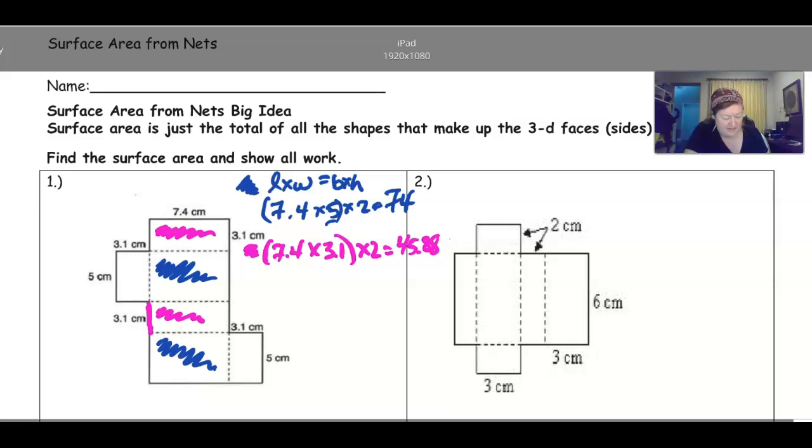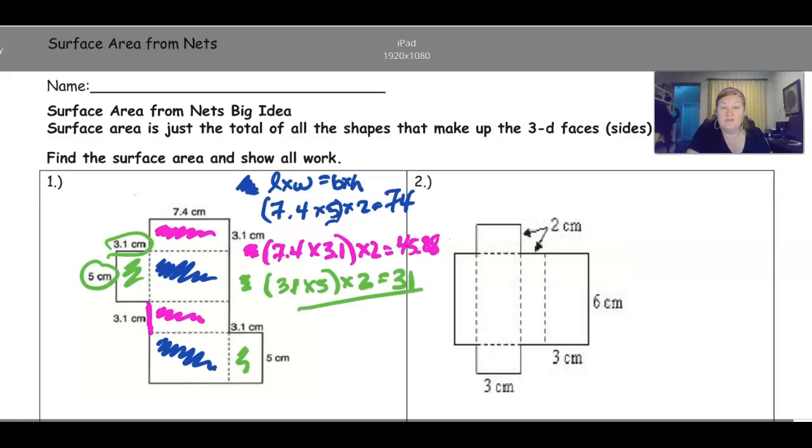Okay. And then lastly, we have our tops and our bottoms of the box. So that would be these two here. And again, there's 2 of them. Those are also rectangles, so we're going to be using the same idea here. Now the length of those, though, is not going to be 7.4. It looks like those are 3.1 and 5. So 3.1 times 5 times 2 is going to be 31.